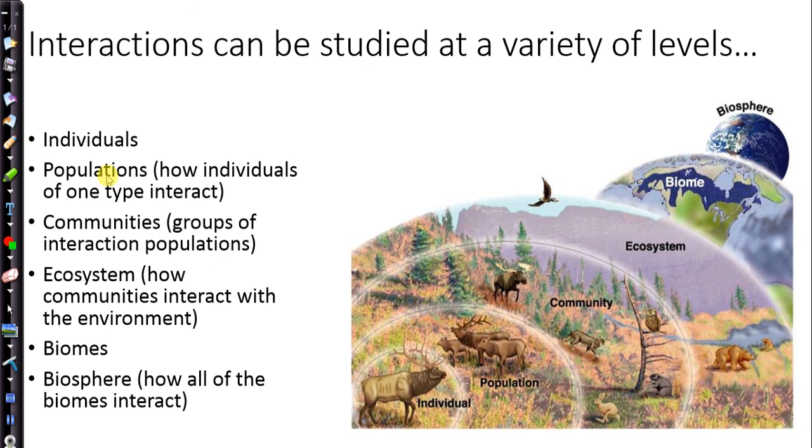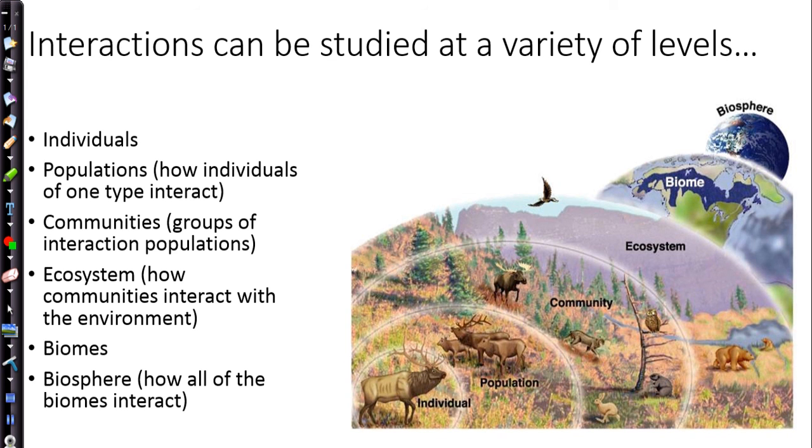Or we could look at populations, how individuals interact with each other. These populations can potentially, for example, reproduce or compete for food. We can go to another level up, which is to consider the community level. How do groups of organisms interact? How does a population of moose interact with the trees and the vegetation and the owls and the beavers and whatever else is in this area?